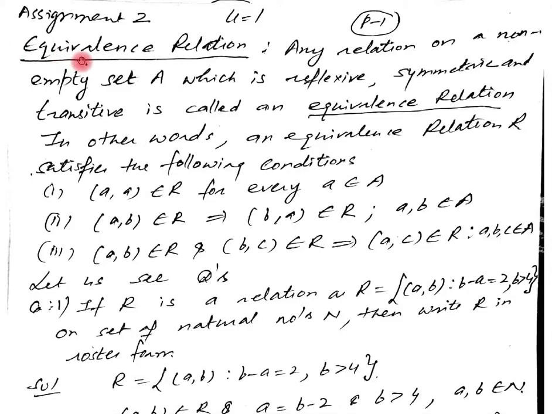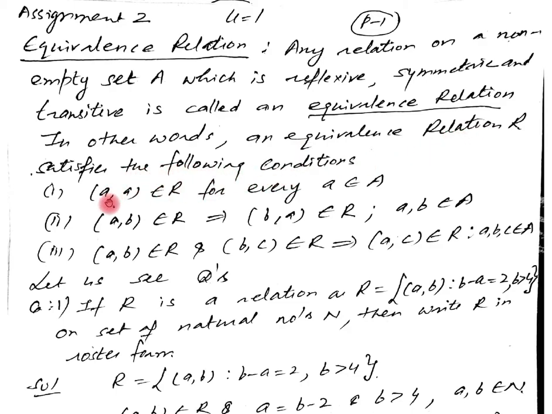Good afternoon, students. Let us continue yesterday's topic about relations. Yesterday I already told you about the equivalence relation. Any relation on a non-empty set A which is reflexive, symmetric, and transitive is called an equivalence relation. In other words, an equivalence relation R satisfies the following conditions.